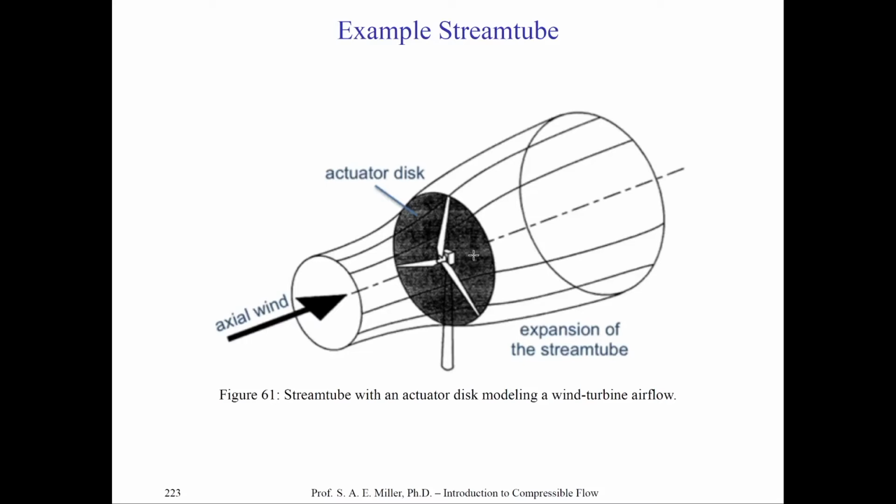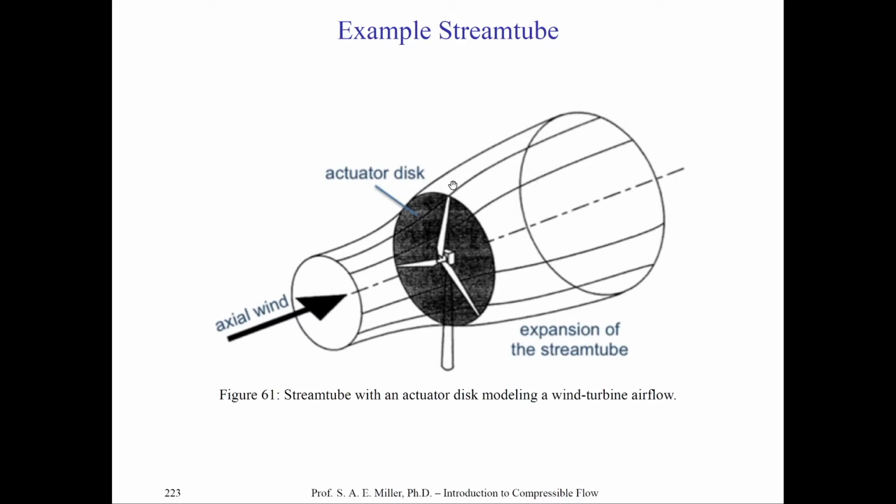Let's look at one more stream tube example. And this is a stream tube with a so-called actuator disk, which might model a wind turbine airfoil, an airflow for analysis. So here the flow moves from lower left to upper right, and this black circle represents the so-called axial actuator disk. These are streamlines, and they might intersect the outside of the disk.